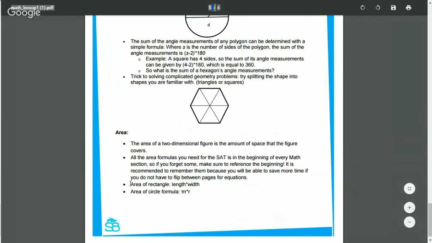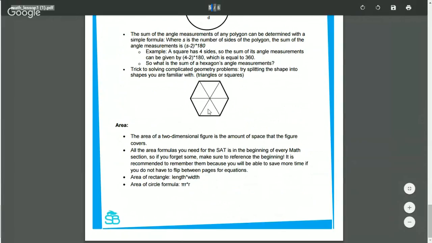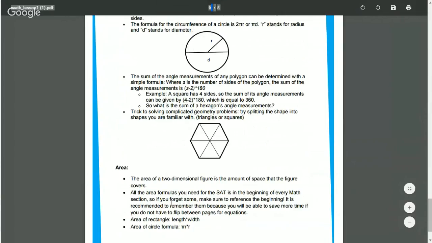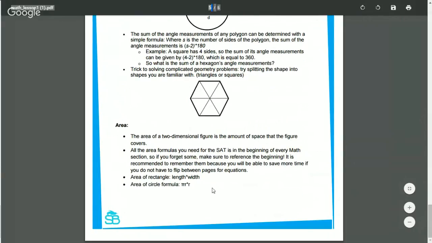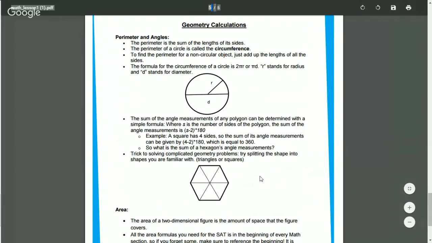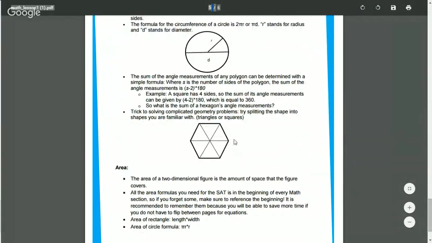And just for your edification, the area of a rectangle is the length times the width, and the area of a circle, which isn't given above, is pi times the radius, which sounds like the circumference, but we multiply by the radius again. So we do pi times the radius times the radius, and that is the area of a circle.